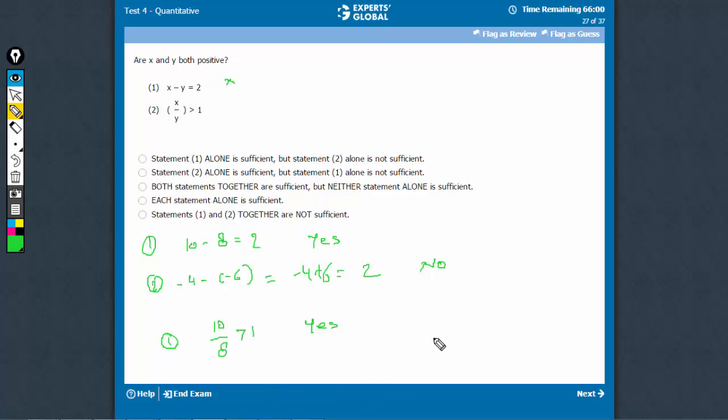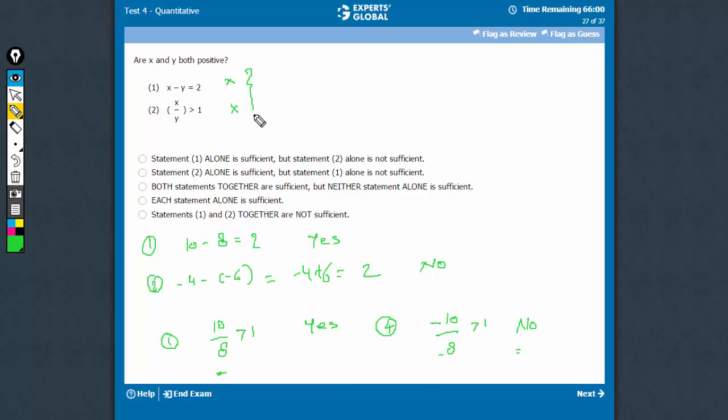However, in cases such as minus 10 upon minus 8 greater than 1, let's call this case number 4, where both are negative but x is a bigger negative number, we get no as an answer. So here also we get yes as an answer, we get no as an answer. So statement 2 alone is not sufficient.